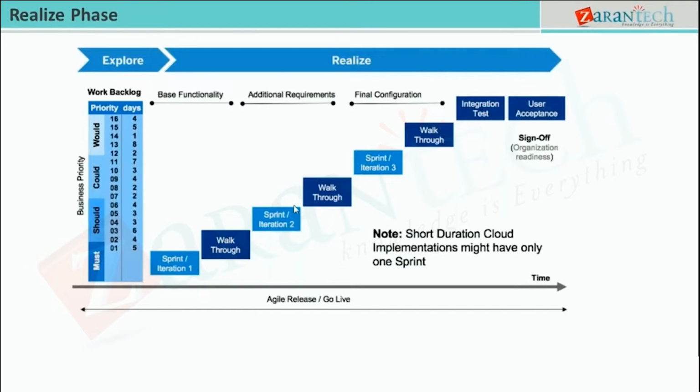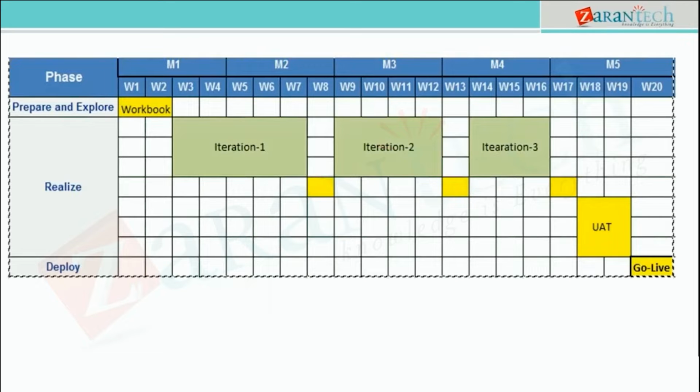So the standard SuccessFactors recommends a minimum of 3 iterations. Later, based on the scale of implementation, if it's a large, multinational implementation with almost all the modules in the SuccessFactors suite, which would require a lot of testing and various localized scenarios in particular countries, then we can also increase the number of iterations. So this is all about the realize phase and the implementation methodology of SuccessFactors.